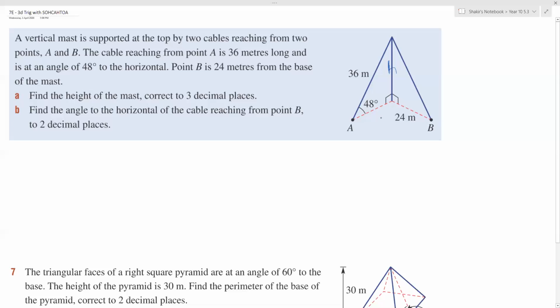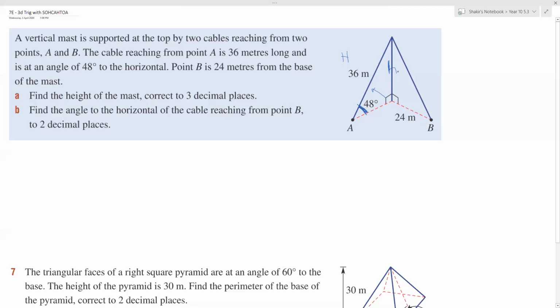So part A is find the height of the mast. We look at the height of the mast. Now, in this triangle, I don't really have enough information. I've only got the one side. That's all I know, so I can't really do much there. But over here in this triangle, note that it is a right angle triangle, okay? And that obviously is going to be the hypotenuse. And this is the angle we're talking about with reference to 48.